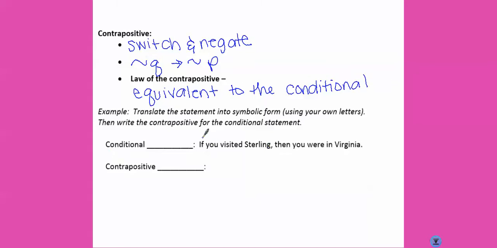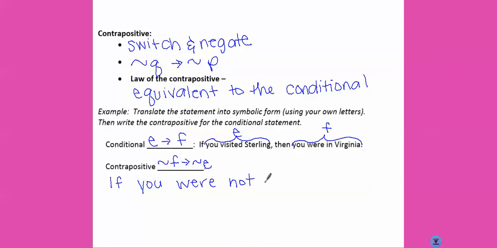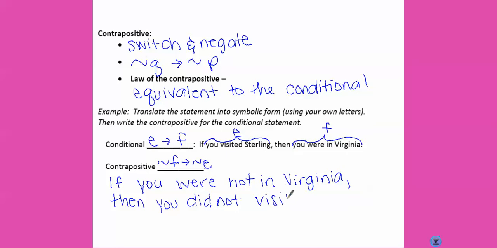So, if you live in Sterling, I'm going to make this the letter E, and then you were in Virginia, I'm going to make that the letter F. So this is E, then F. The contrapositive would then be not F, then not E. So if you were not in Virginia, then you did not visit Sterling.